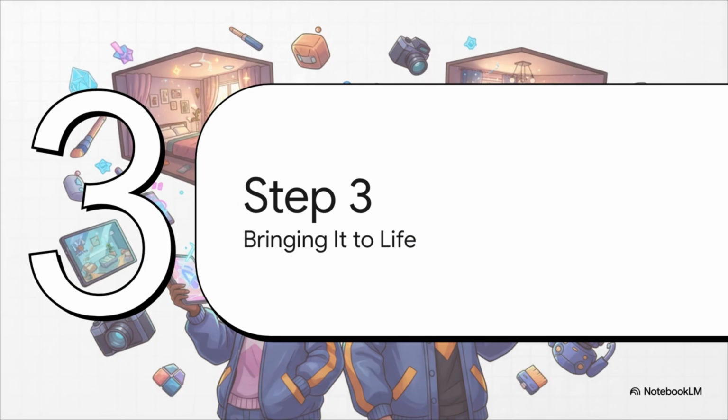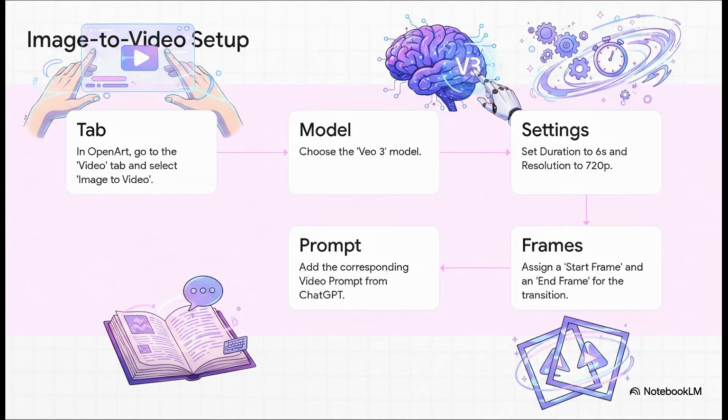So, we have our 4 perfect sequential still images. Now it's time for the real magic. Let's animate them and turn this little photo series into a captivating video. Back in OpenArt, just switch over to the Video tab and pick Image to Video. We're going to use the VO3 model here. Go ahead and set your duration to 6 seconds and the resolution to 720p.